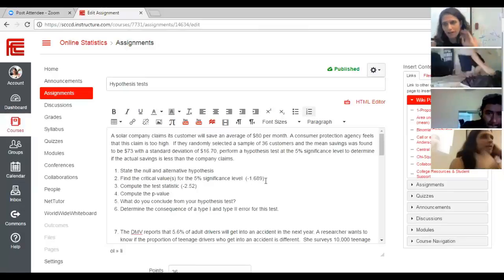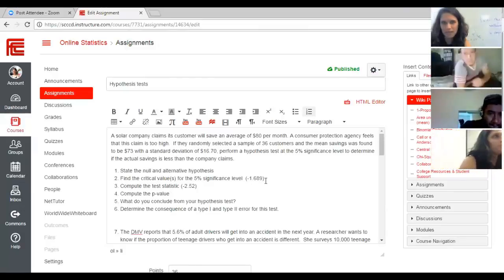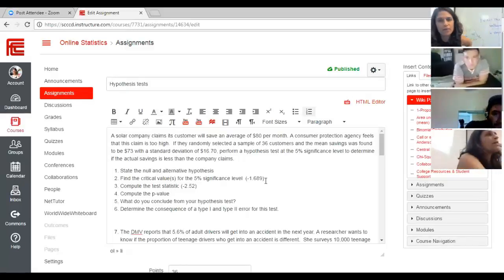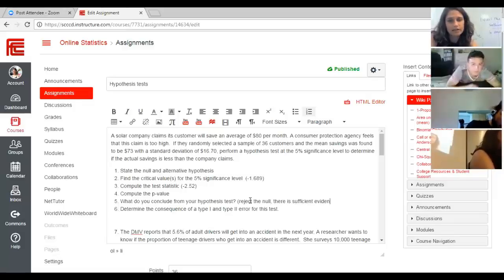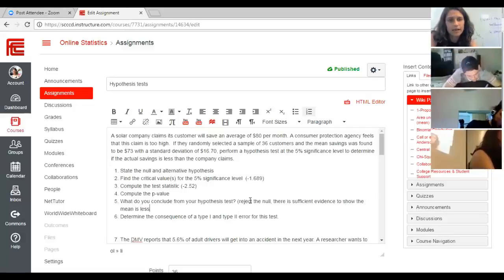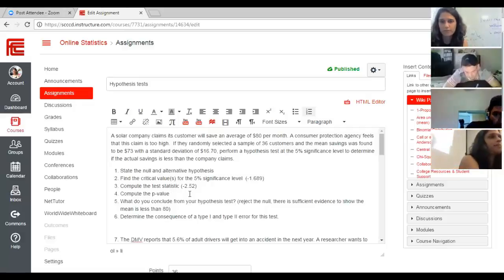Now I need to do the p-value, so I've got to do this whole thing again. By the way, I've already concluded my hypothesis test is reject the null. There is sufficient evidence to show the mean is less than 80. So just doing the critical value and test statistic, I've already rejected the null and said that the mean is different or less than 80. But now I want to do a p-value.